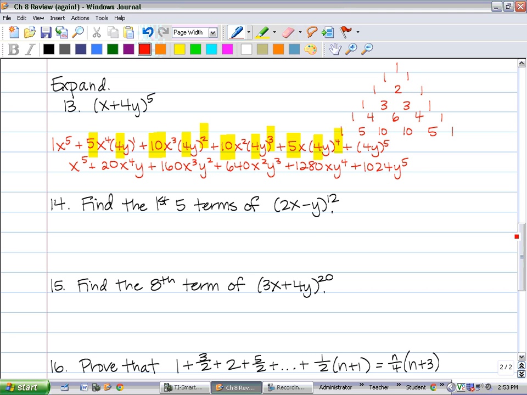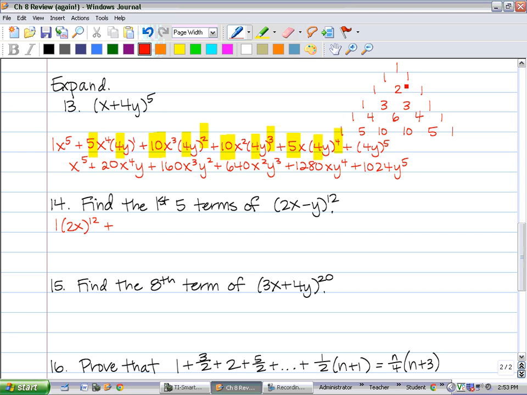Okay? Now the next one, first 5 terms of 2x minus y to the 12th. There's no way I want to keep going with my triangle until I get to the 12th row. So I'm just going to use the combinations that we've talked about to get the coefficients. Now for the first couple, you shouldn't have to do a whole lot of work. The first coefficient is always 1, and then the first term to the biggest power, 2x to the 12th.